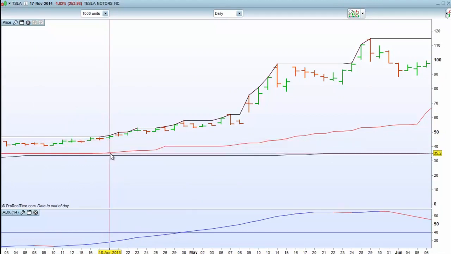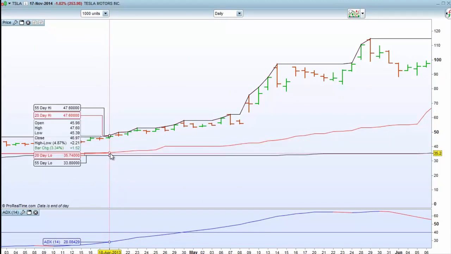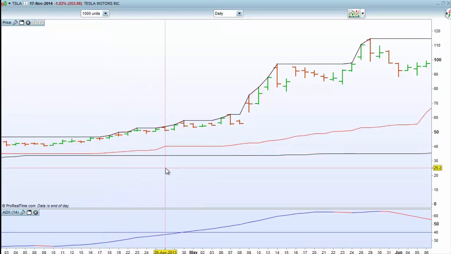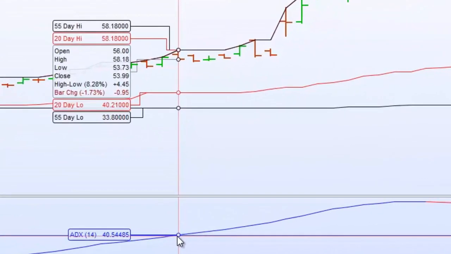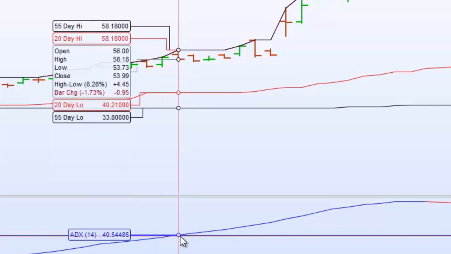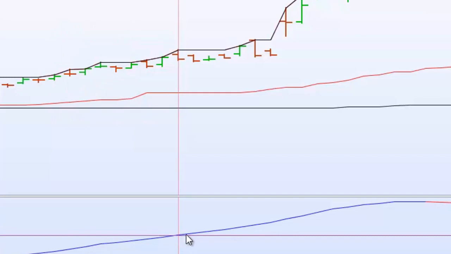Now our stop loss the next day also moves a little bit higher. The 20-day low is now 35.74. So on that day, we adjust the stop loss to that low minus the cushion. And we continue to follow the trade along, and we continue to adjust the stop loss along the way. Now notice over here on this day that we crossed the 40 line in the ADX. And remember the ADX turn rule. Any day that the ADX is above 40 and turns down by any amount, we exit the trade.